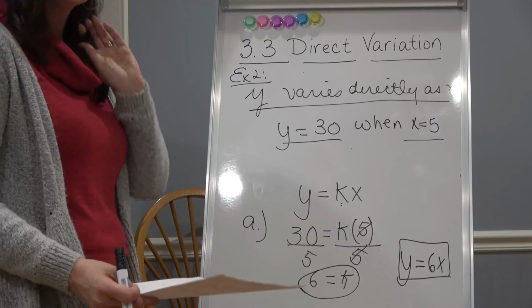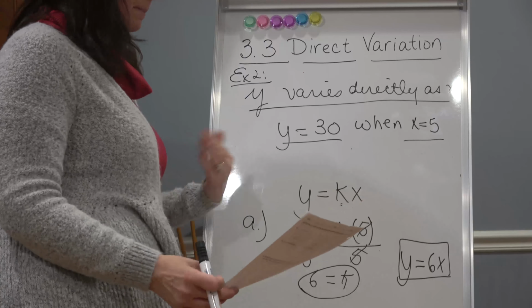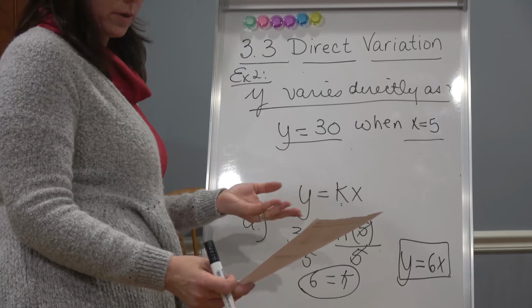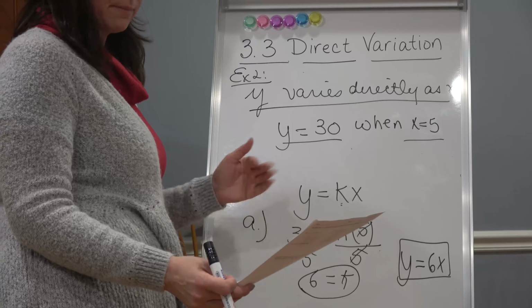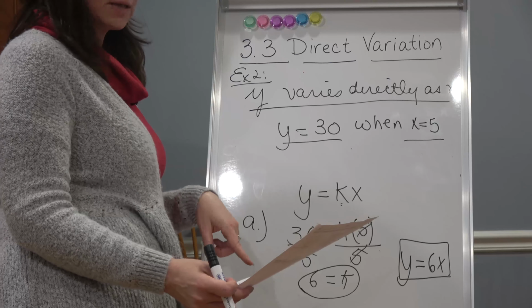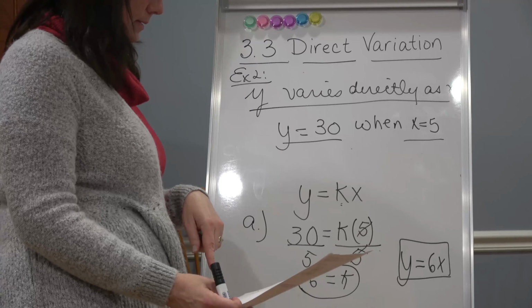Okay, so what that does for me is now that gives me the ability to figure out an x or a y if I know the other one. So in part B, it says use the direct variation equation to find x when y equals 18.